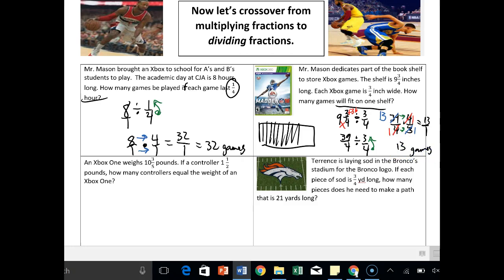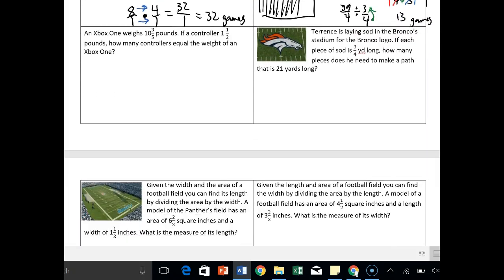All right, one more. An Xbox weighs 10 3/5 pounds. If a controller weighs 1 1/2 pounds, how many controllers equal the weight of an Xbox? So it's almost like you have this scale here, right? Here's the Xbox at 10 3/5 pounds, and then we're saying how many of these controllers will be the same as the weight of an Xbox.